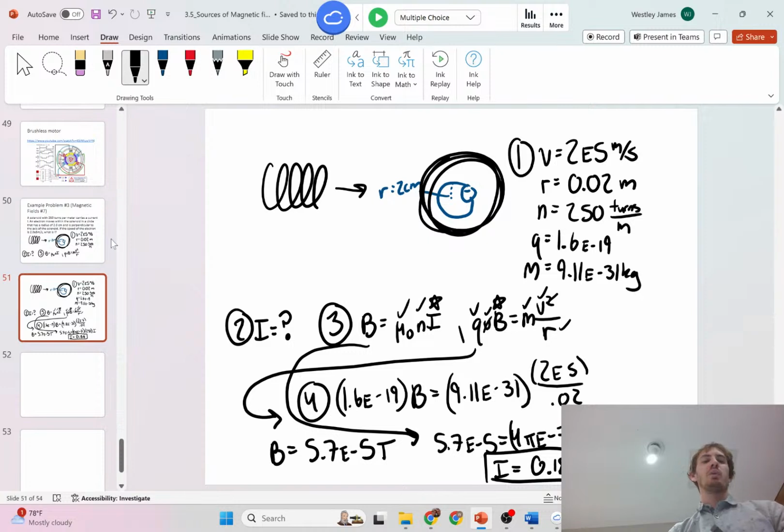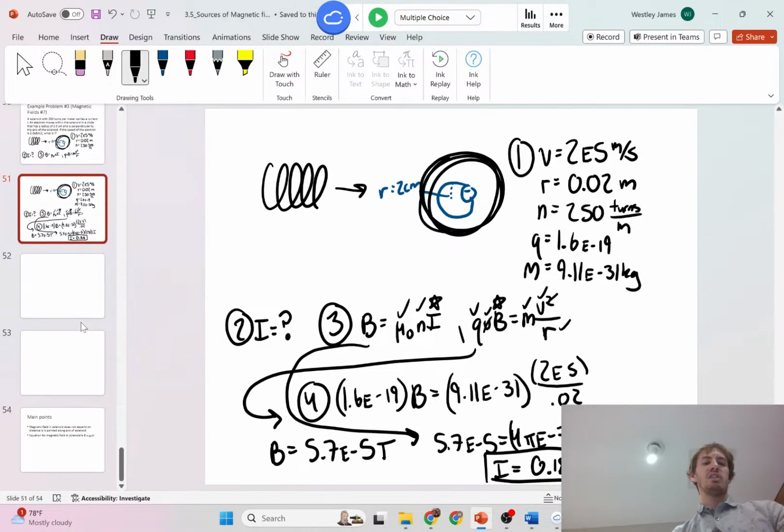I don't know why I had two slides after this, but that's it, y'all. So, what did we learn today? If you have more than one wire, find the magnetic field of each wire and combine them, being careful of directions. And solenoids are a bunch of loops where the magnetic field inside is constant and in the same direction. They're super, super useful. Good luck, y'all, with this.